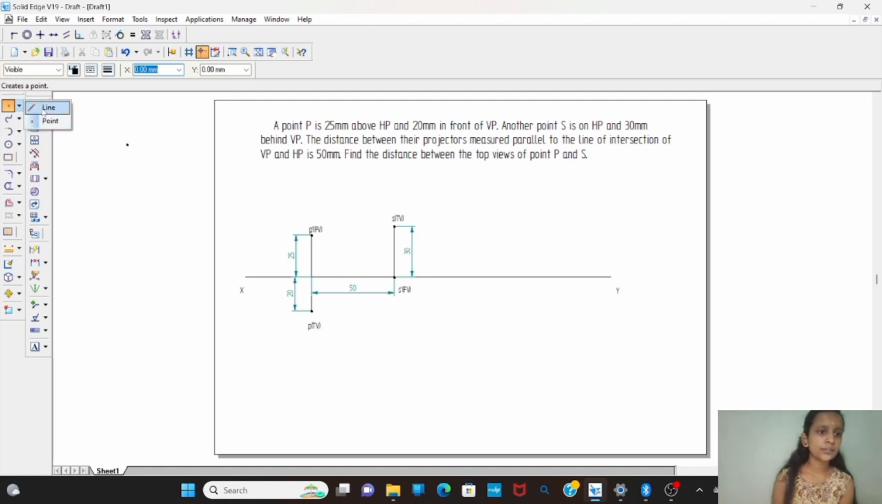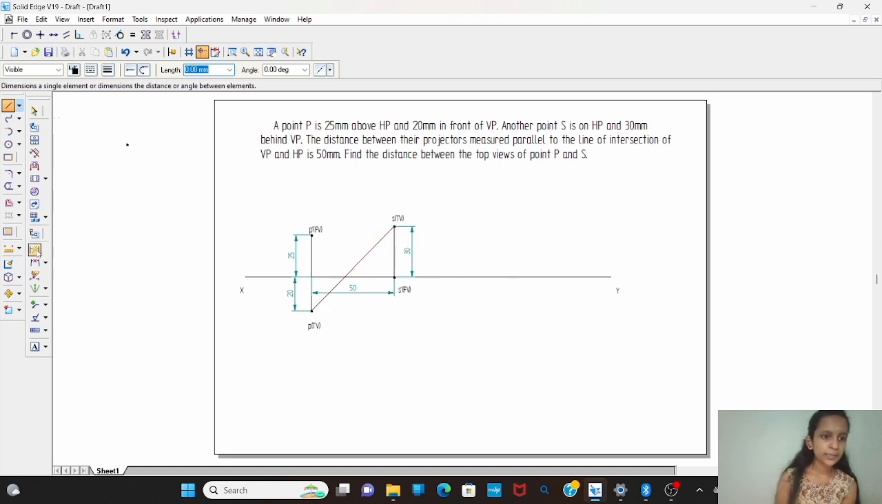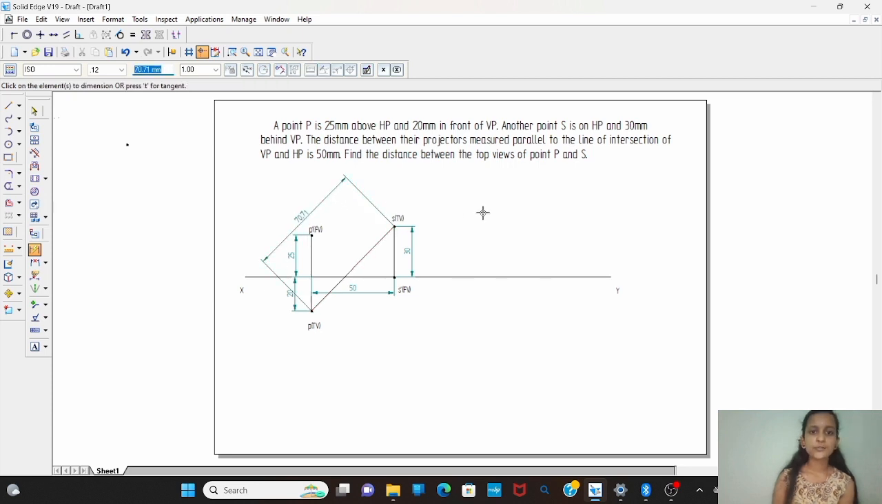Select the line option. Select the thin line of 0.13 mm. Join from the top view of the first projector to the top view of the next, second projector. Go to smart dimension. Select the line and measure its distance. So finally the distance between the top view of point P and S is 70.71 mm.